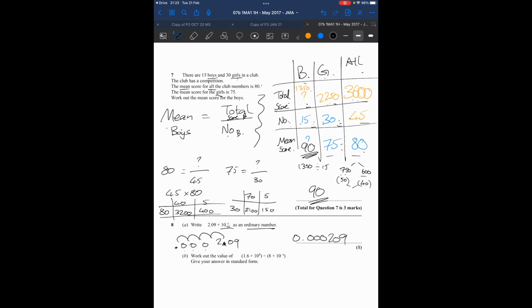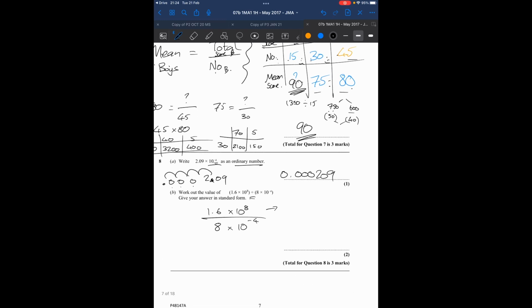Work out the value of 1.6 times 10 to the 8 divided by 8 times 10 to the minus 4. Couple of ways you could do this. The first thing I would do is I would make this into a fraction, because this often sort of gives people ideas straight away. So if I do something like this, what could we do next? Well, lots of things we could do. I'm going to put the numbers together and the times 10 bit together and see if it gives you some ideas. So I'm going to say that that is 1.6 over 8, and then that it's also 10 to the 8 over 10 to the minus 4.